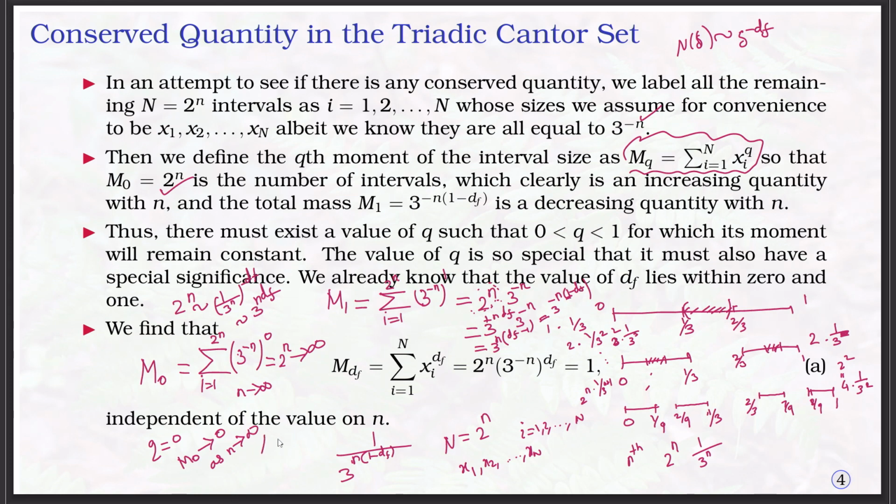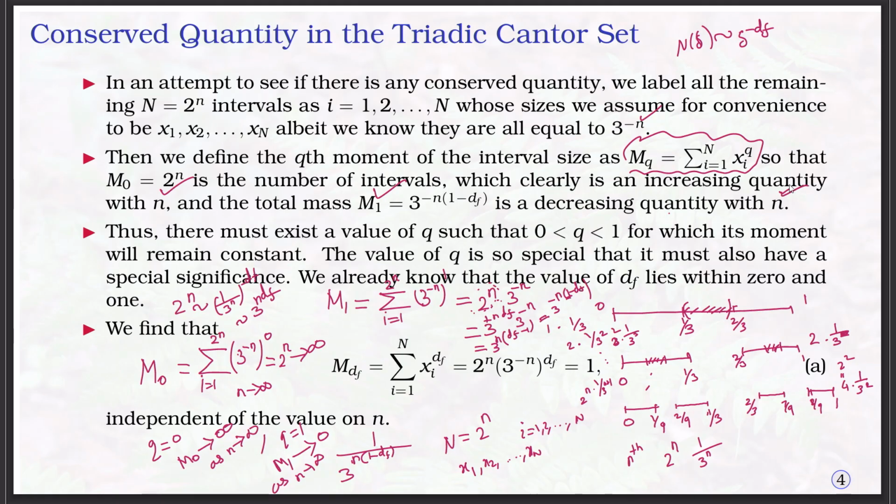That means if we take q equal to 1, then the first moment, that means the total mass, tends to 0. Here m0 tends to infinity, yes, because for q equal to 0 we get 2 power n; if n tends to infinity, m0 tends to infinity. Here q equal to 1, then m1 tends to 0, because it is a decreasing quantity. This is our m1. Whenever n tends to infinity, this m1 tends to 0. This m1 is a decreasing quantity with the iteration.